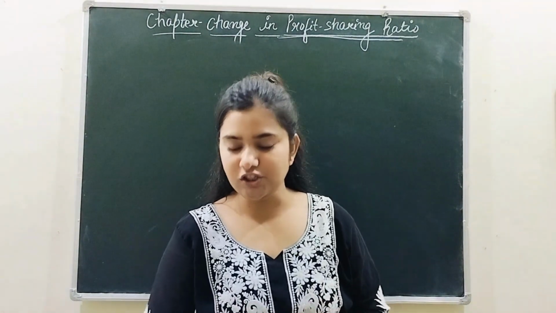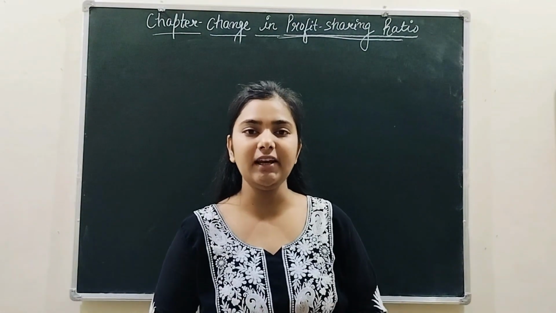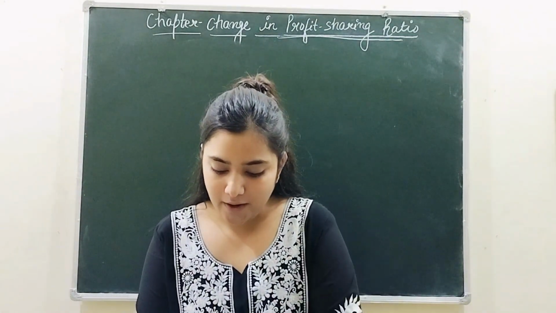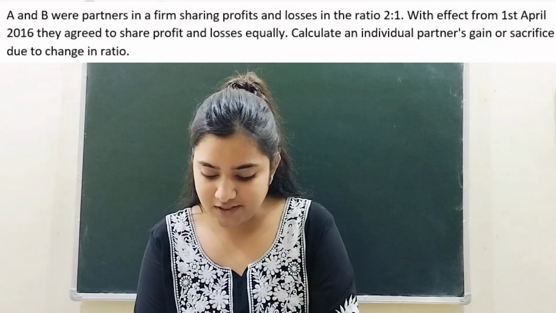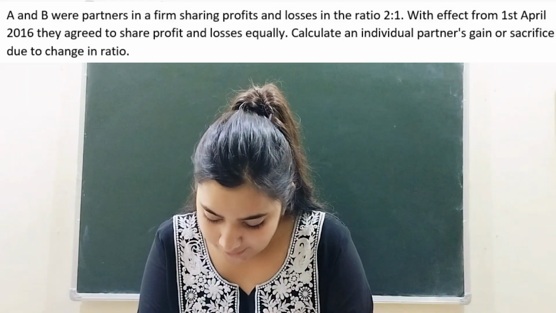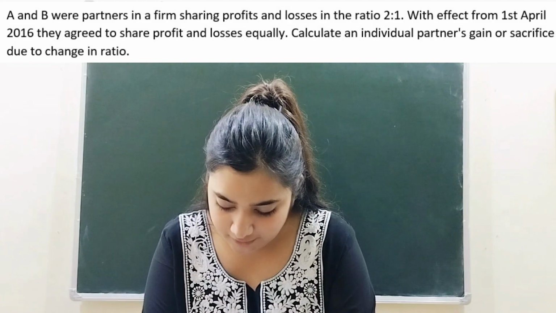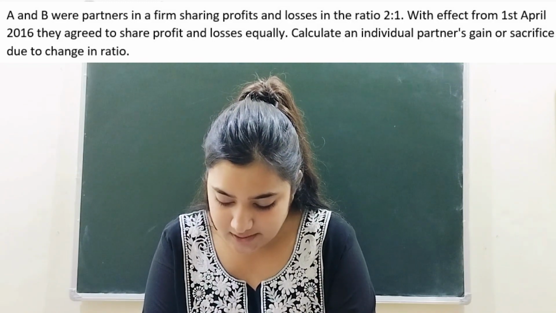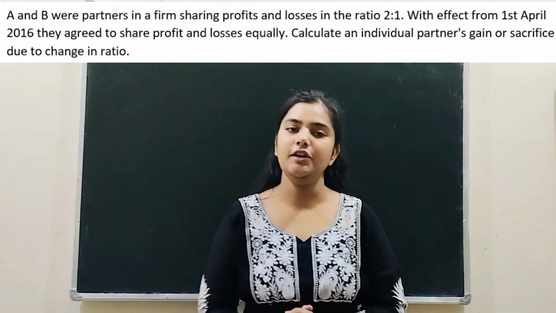So for the question, I am going to put the question on the screen. Let's do the question together. A and B were partners in a firm sharing profits and losses in the ratio 2:1. With effect from 1st April 2016, they agreed to share profits and losses equally. Calculate the individual partner's gain or sacrifice due to change in ratio, right?